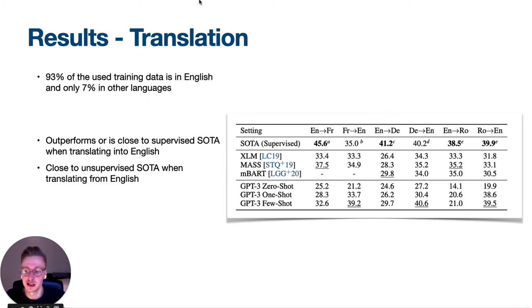Next up, we have translation tasks. This one is also super interesting since GPT-3 got trained on 93% English data, basically, and 7% in other languages, and it still performs quite well on translation tasks. We can see it here. GPT-3 outperforms or is super close to the state-of-the-art when it translates into English. From French to English, it outperforms the supervised state-of-the-art. From German to English as well, and from Romanian to English, it's super close to the state-of-the-art. And this just shows the strength of it as an English language model.